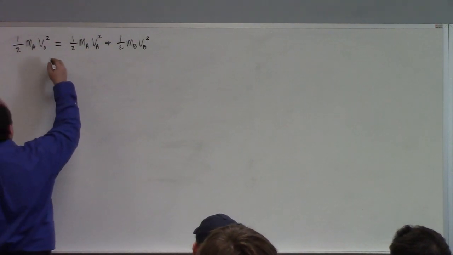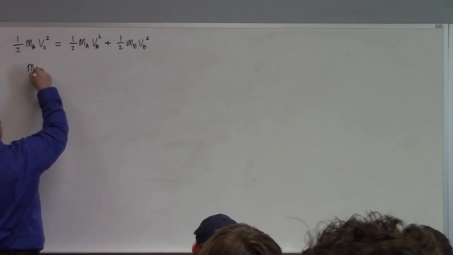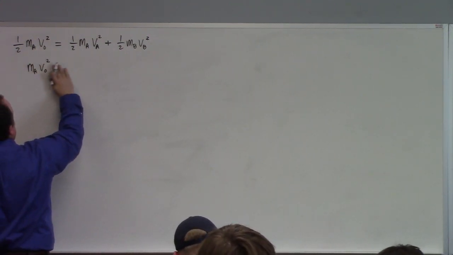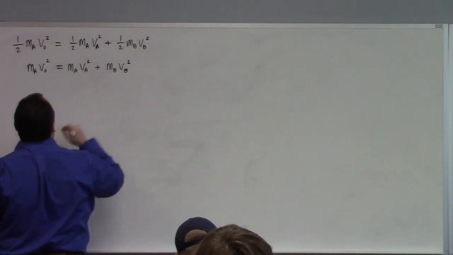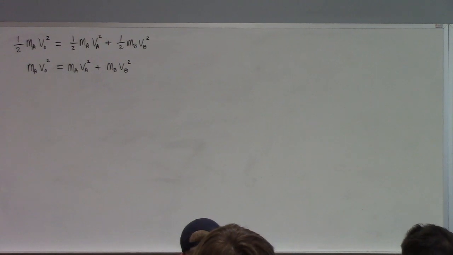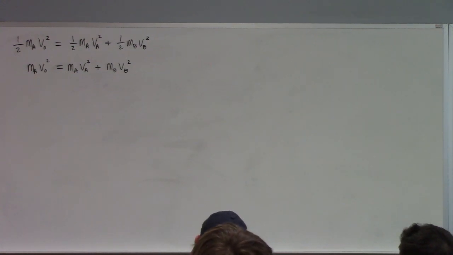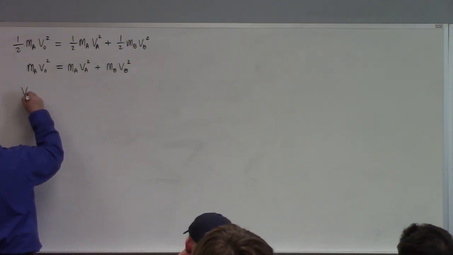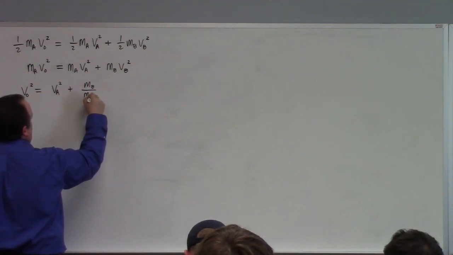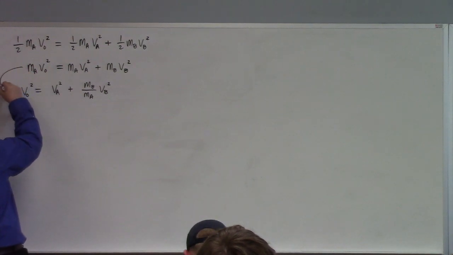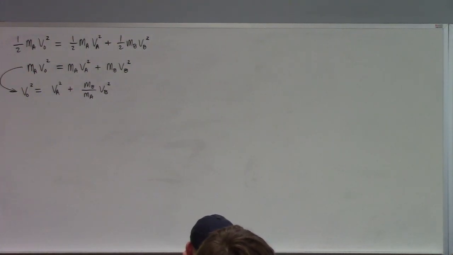I feel relatively confident that I should rewrite this as MA V naught squared equals MA VA squared plus MB VB squared. All right. So we've got some equations that we need to somehow solve, right? So we'd like to eliminate a variable. I guess you could go different ways. I think I usually eliminate V naught. That just to me looks natural here. So V naught squared is VA squared plus MB over MA VB squared. See that? I just divide by MA to get that. I can do that, right?